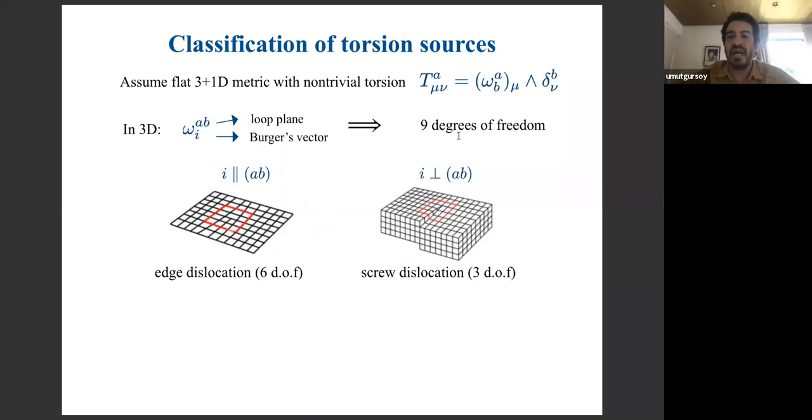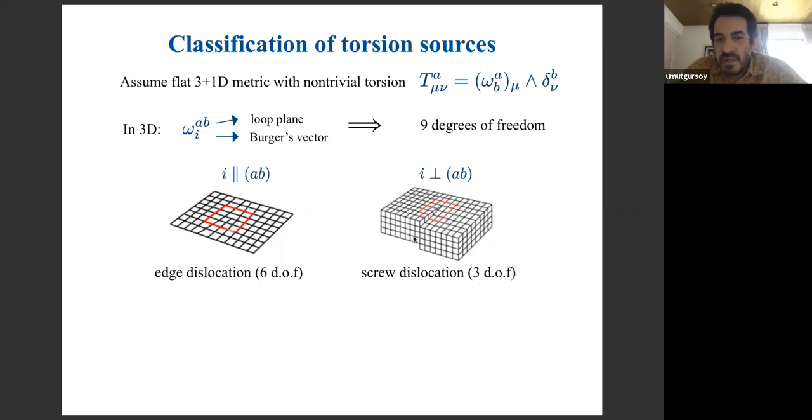So there are in total 9 degrees of freedom, and those 9 degrees of freedom can be understood as essentially considering 3 different planes in 3 dimensions. And in each different plane, there may be some Burgers vector that is on the plane. This is called an H dislocation, and it has a length and it has an orientation. So that in total there are 6 degrees of freedom.